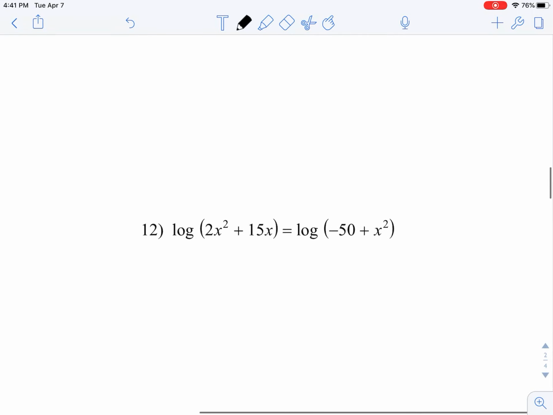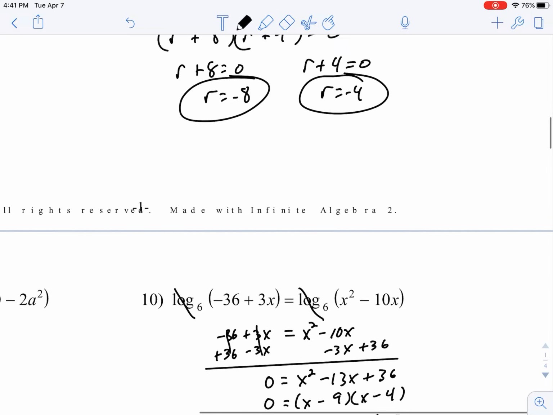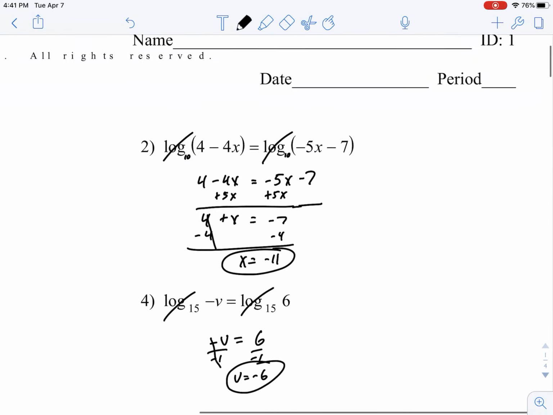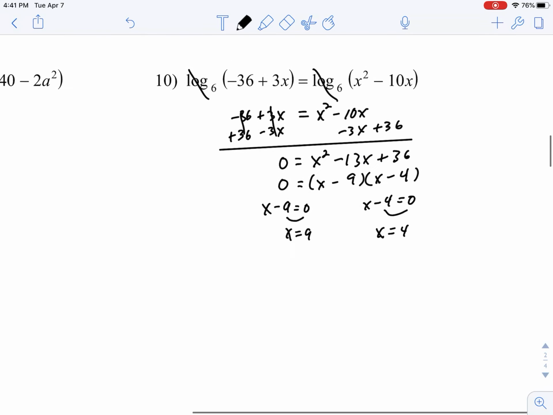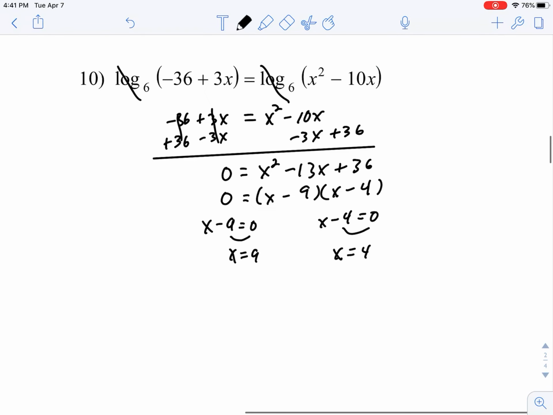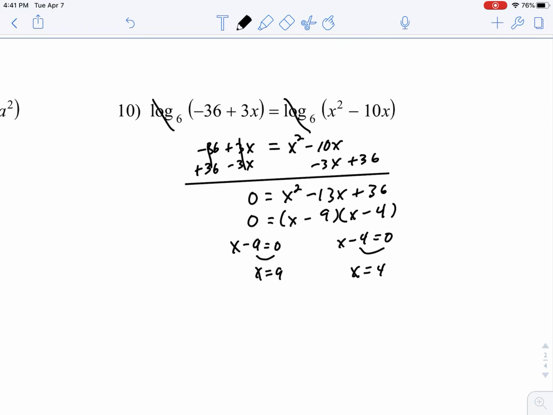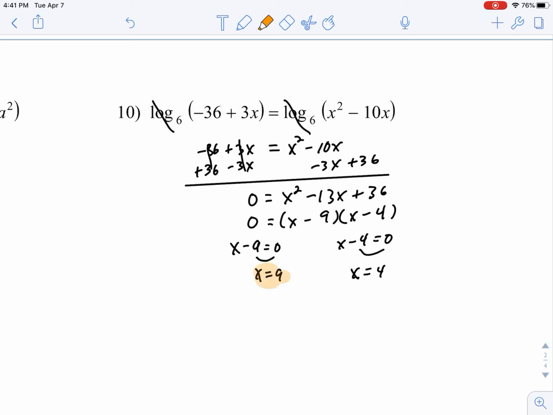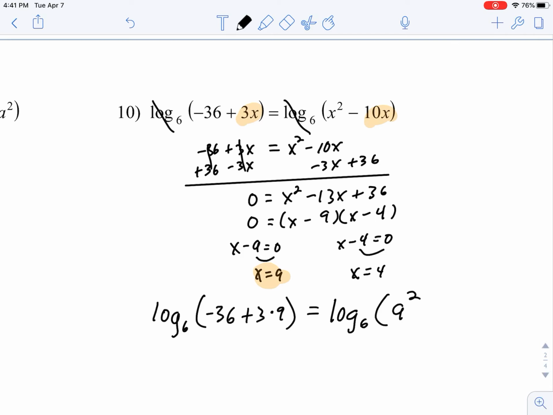So here's the deal. When you solve an exponential equation, and the same thing applies to every problem I've done so far, it just hasn't happened. But it's possible for you to do all the work right, and then those answers are technically wrong. Remember, with any equation, you can plug your answer back into the problem and check and see if it's right. So let's plug in a 9. Log base 6 of -36 plus 3 times 9. Does that equal log base 6 of 9 squared minus 10 times 9?